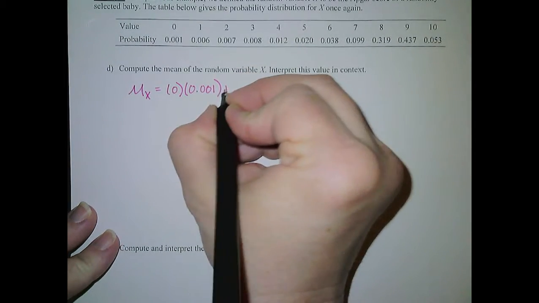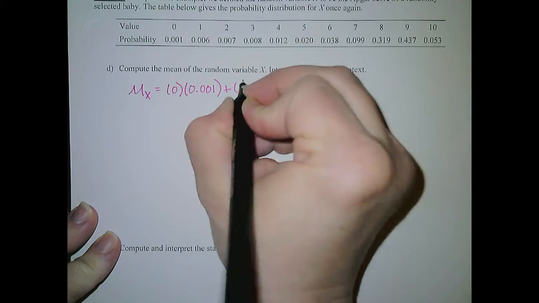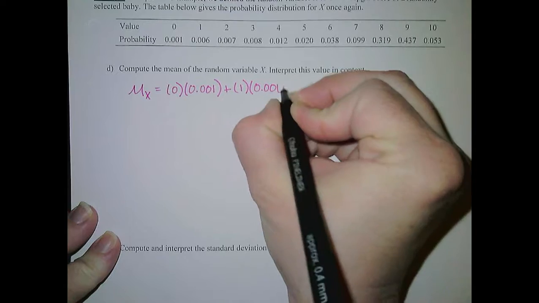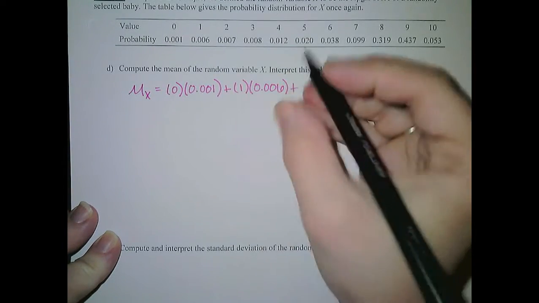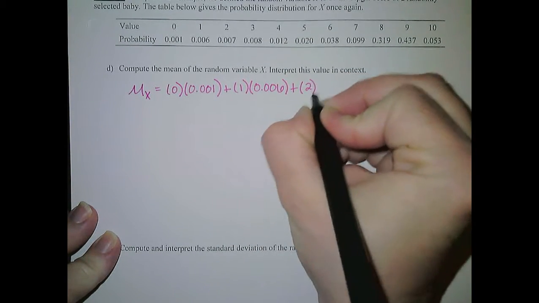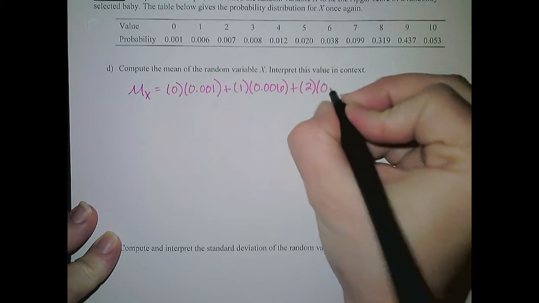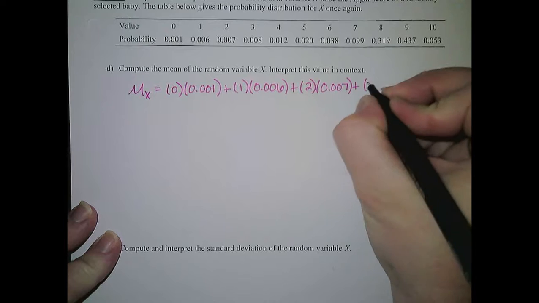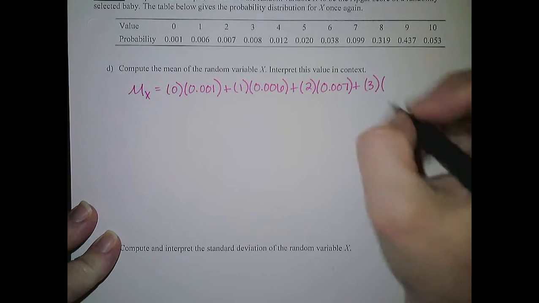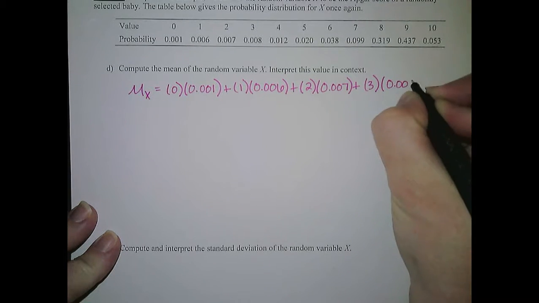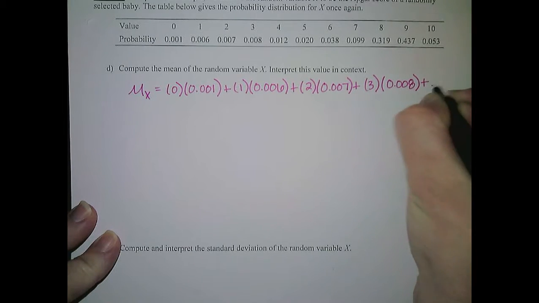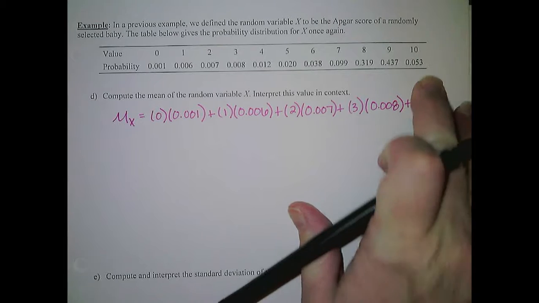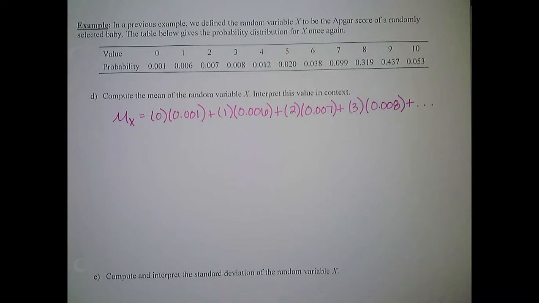Then we're going to take our next outcome, 1, and multiply it times its probability, 0.006. Then our next outcome, 2, times its probability, 0.007. Then our next outcome, 3, times its probability, 0.008. And so on until we get to our 10th outcome times its probability, 0.053.